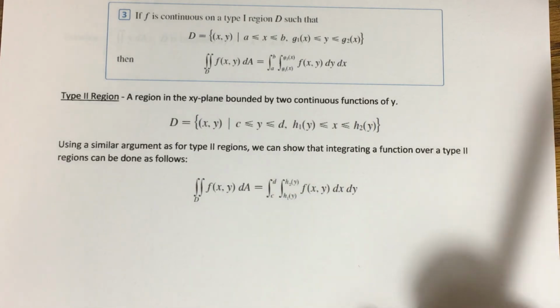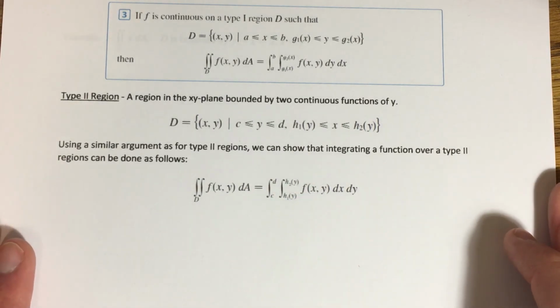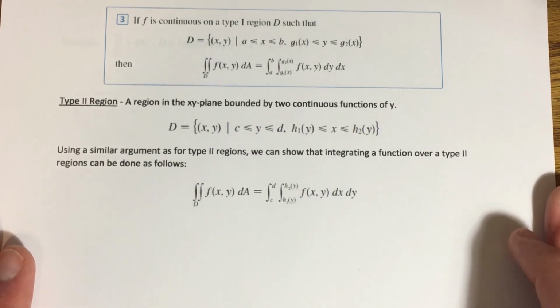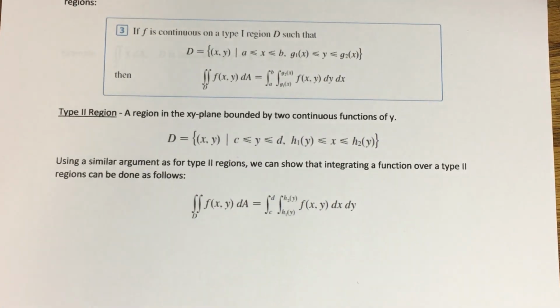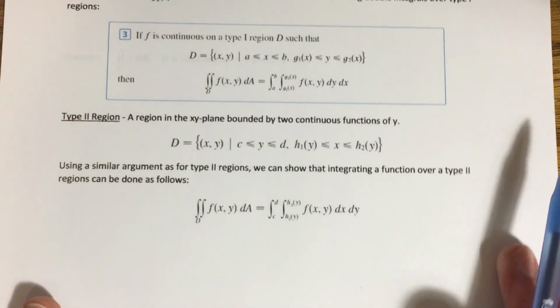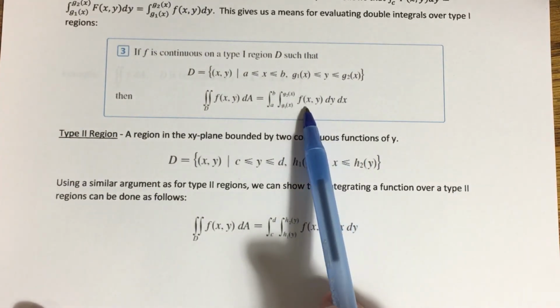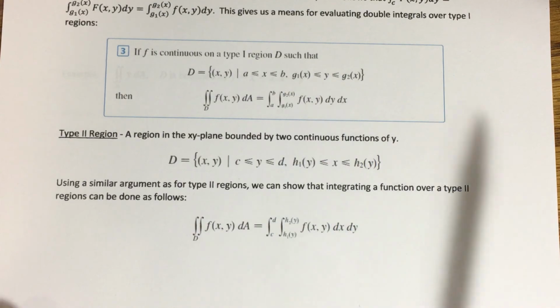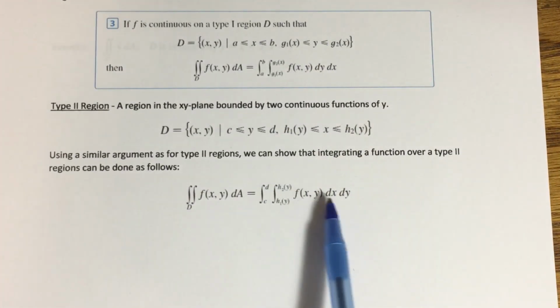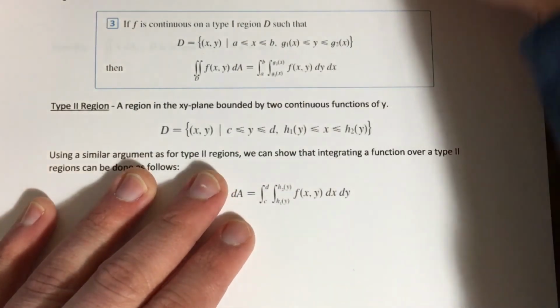Notice in these cases, whether it's a type 1 or a type 2 region, you don't get to choose your order of integration anymore, unless you want to turn your type 1 region into a type 2 region somehow. For a type 1 region, though, you always integrate with respect to y first. For a type 2 region, you always integrate with respect to x first.